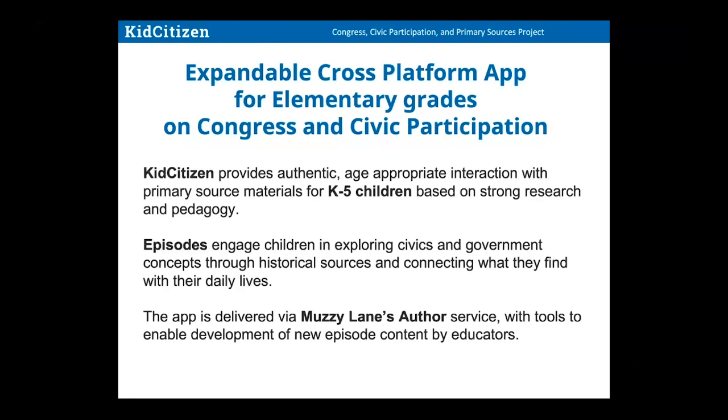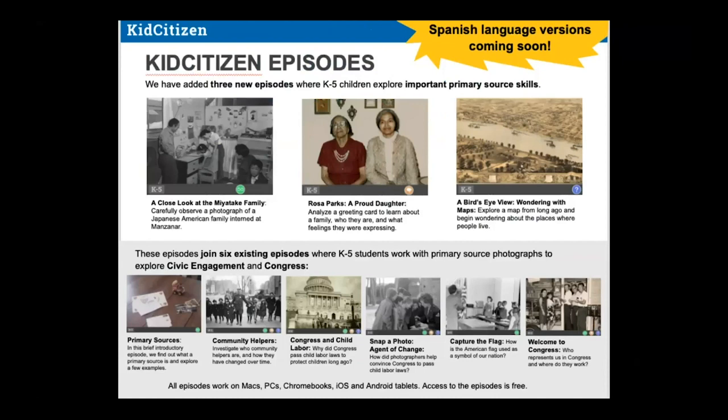So this is a little more information about KidCitizen. We're going to be highlighting an episode for you today and talking a little more in depth about that. But you can see that we have a vast array of episodes dealing with close looking. That's going to be coming soon. Close looking using a primary source from Japanese internment camps. We're going to be talking today about Rosa Parks, and we're also getting ready to release a new episode on wondering with maps.